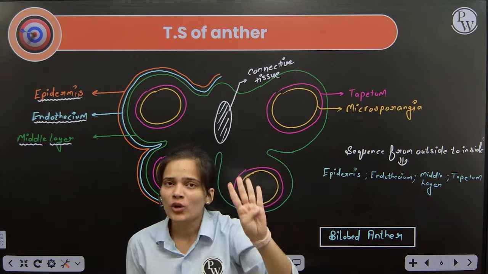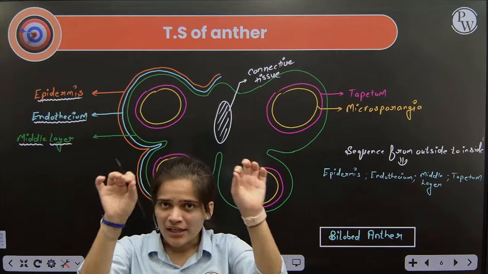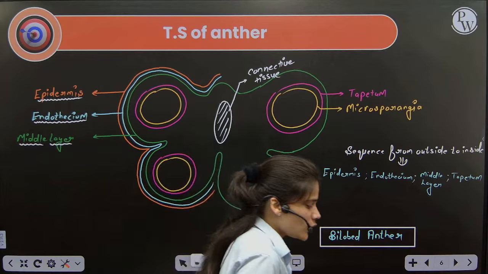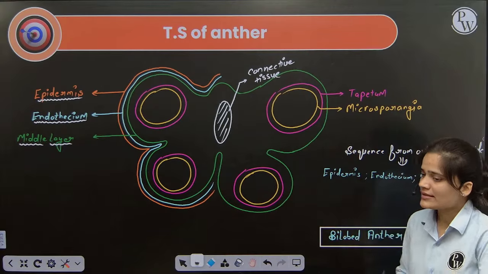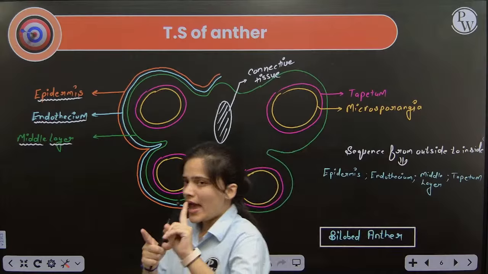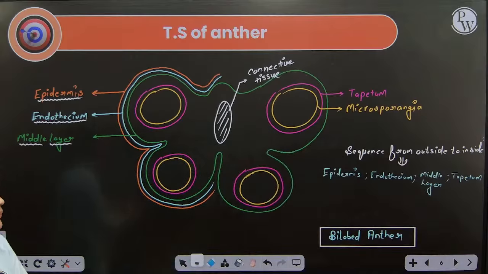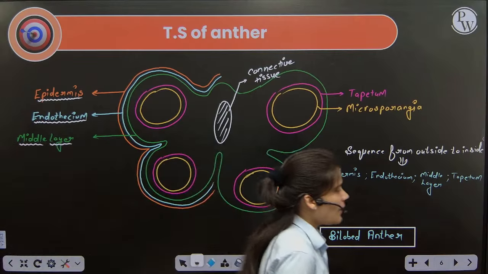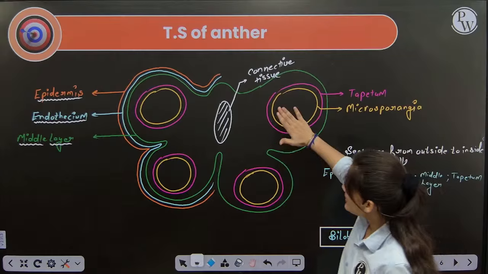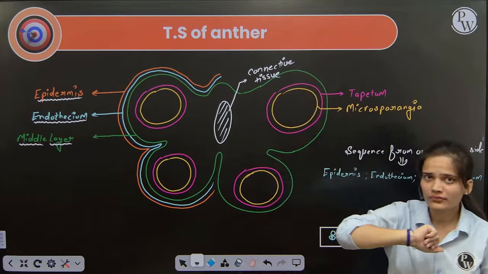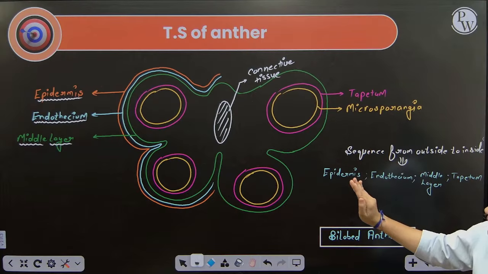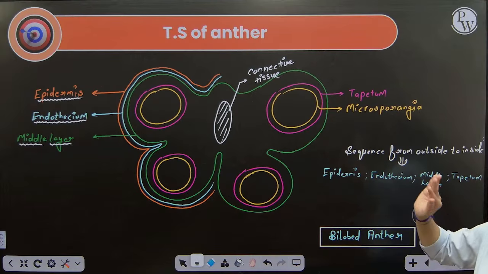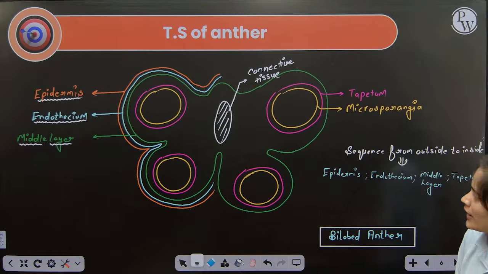There are four layers which surround the microsporangia. The sequence of these four layers from outer side to inside is epidermis, endothecium, middle layer, and last one is tapetum. What about their sequence from inside to outer side? Tapetum, middle layer, endothecium, epidermis. This is about transverse section of anther.